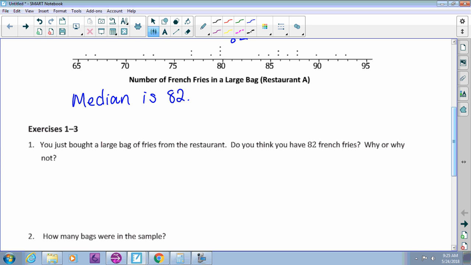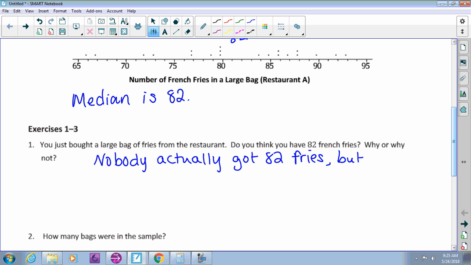So, let's say nobody actually got 82 fries, but it would be a realistic amount, right? It's not like anyone's going to open their bag of fries and go, whoa, holy cow, I got 82 fries, when most of the people around you are getting 80 fries and 85, 80.